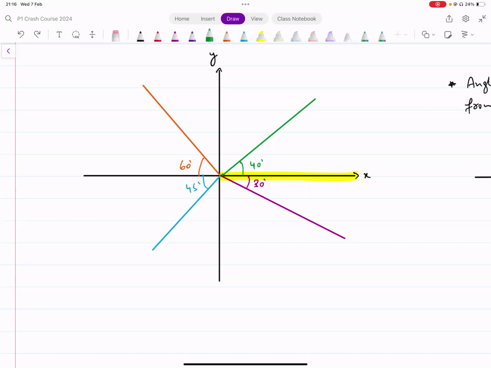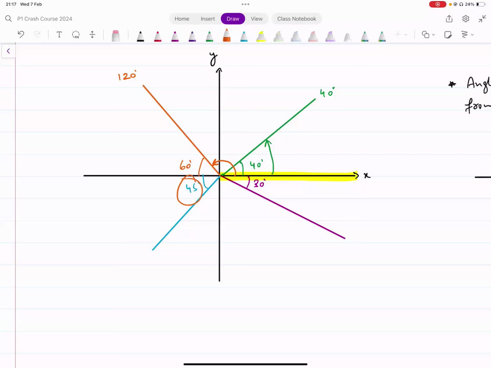Now, first of all, what's the angle of this green line? If we go here like this, we say this is 40 degrees. What about the angle of this orange line? Remember, we're going to start from the positive x-axis. So we can go like this, and this is the angle of this orange line. Can we calculate this angle? The angle in a straight line is 180. 180 minus 60. This line therefore has an angle of 120. Okay, so that's how we measure angles from the positive x-axis.